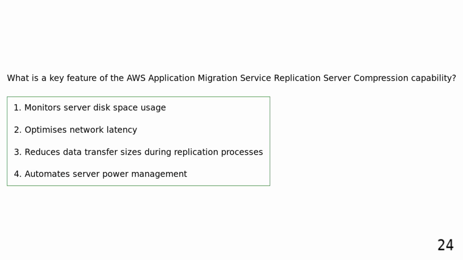What is a key feature of the AWS Application Migration Service replication server compression capability? Monitors server disk space usage. Optimizes network latency. Reduces data transfer sizes during replication processes. Automates server power management.